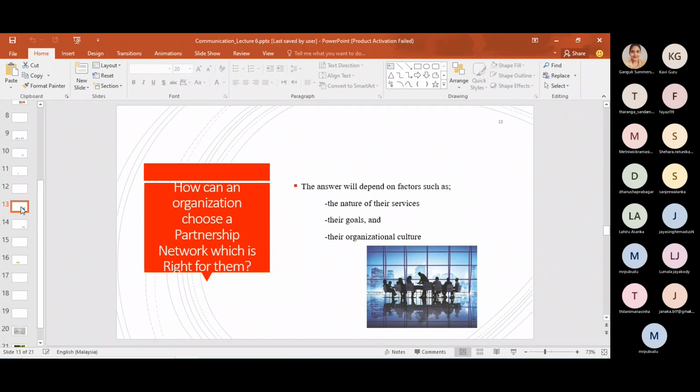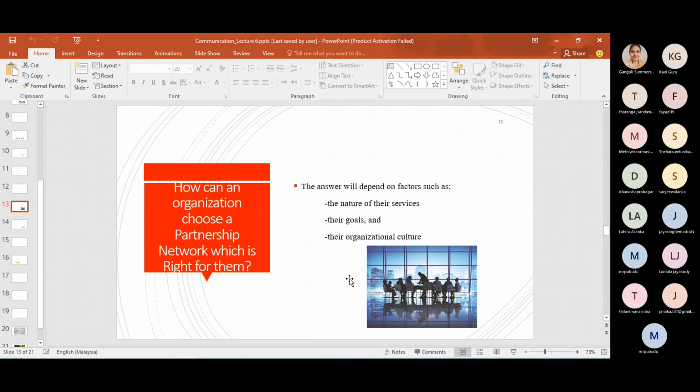suits them? How does an organization choose the model that suits them from these four? Okay, so they can choose the correct model by studying these 3 factors that I have mentioned. First of all, as an organization, you should look at the nature of your services. What kind of health and social care services do we provide?